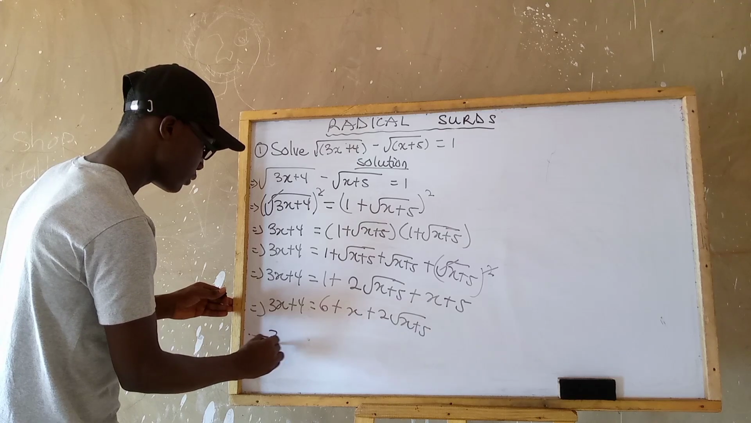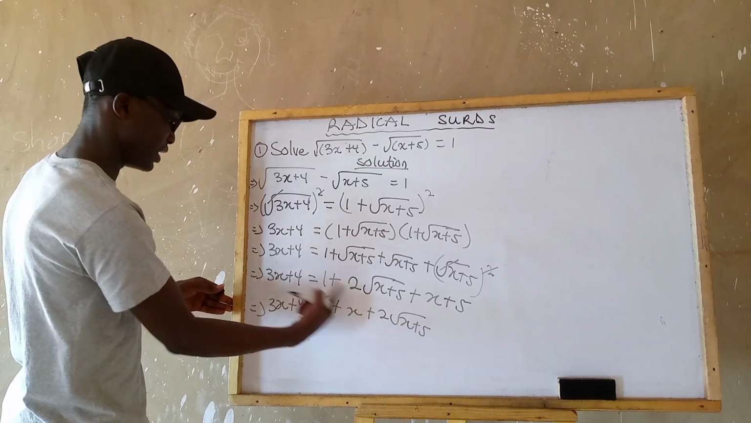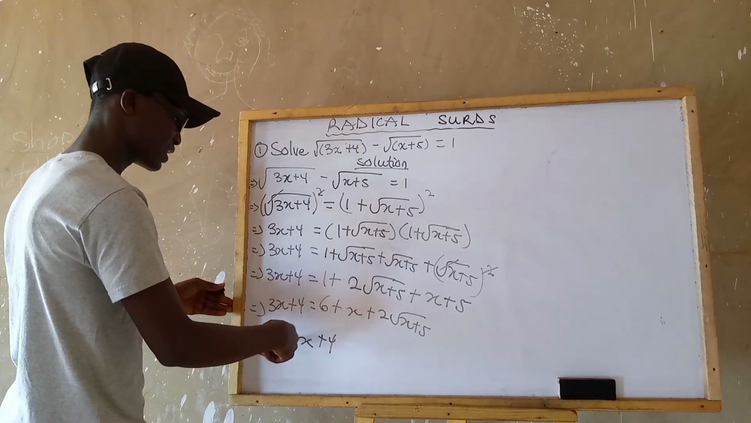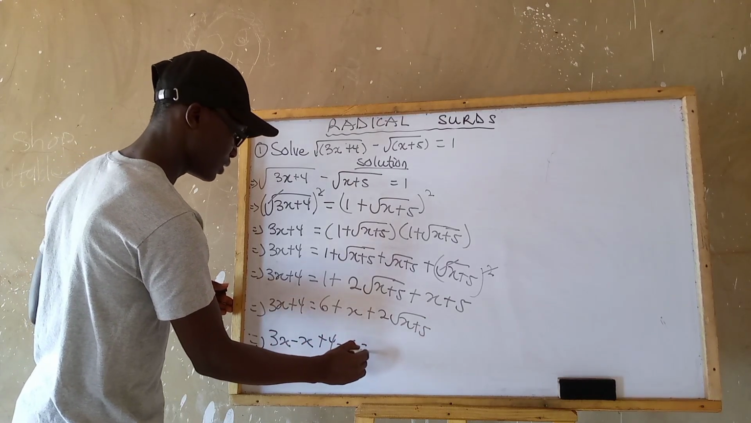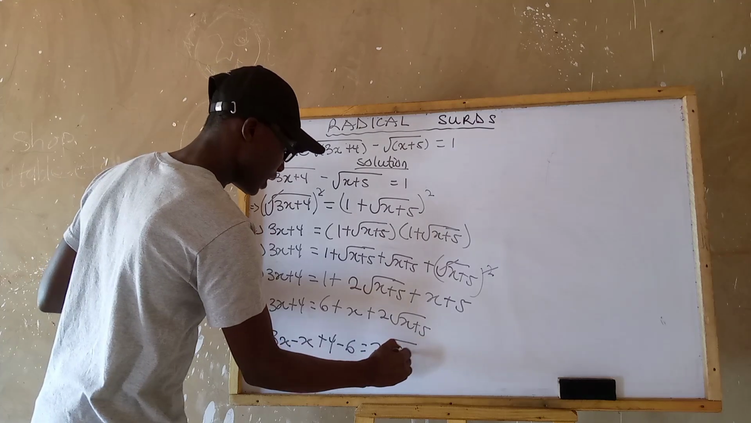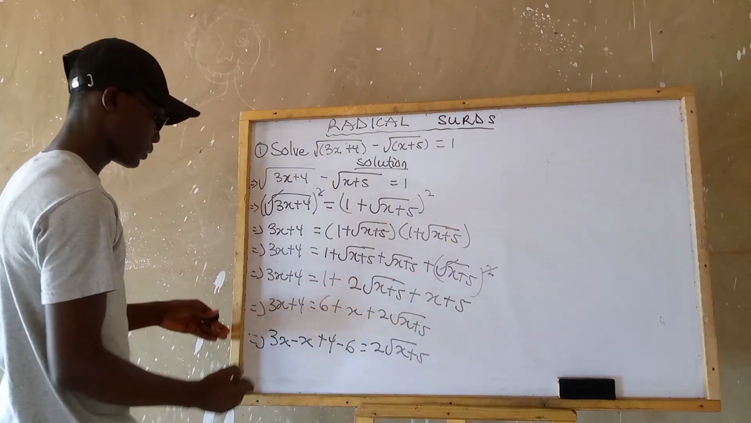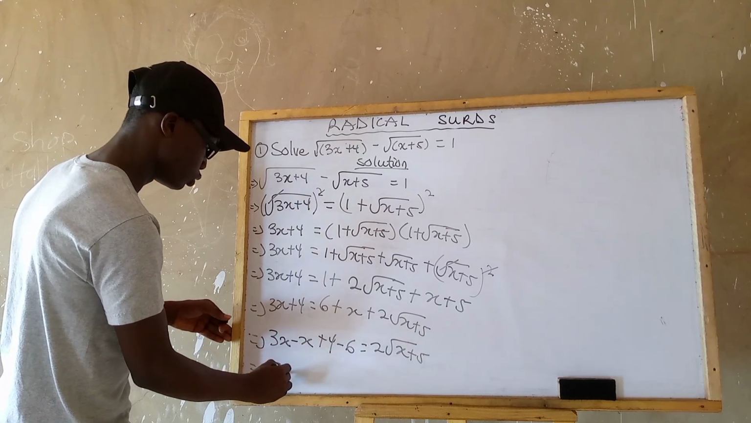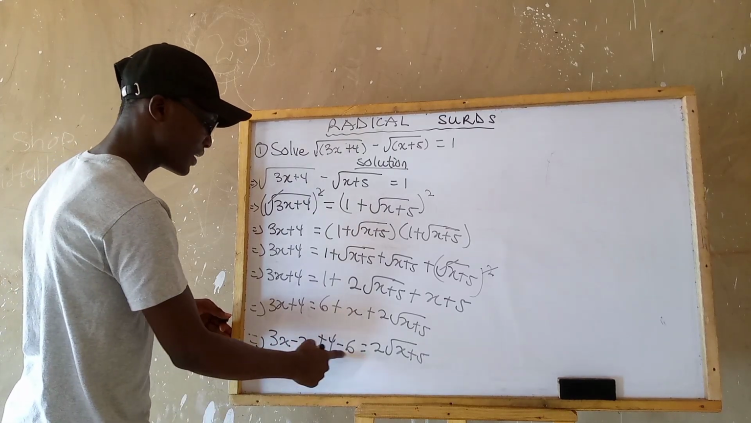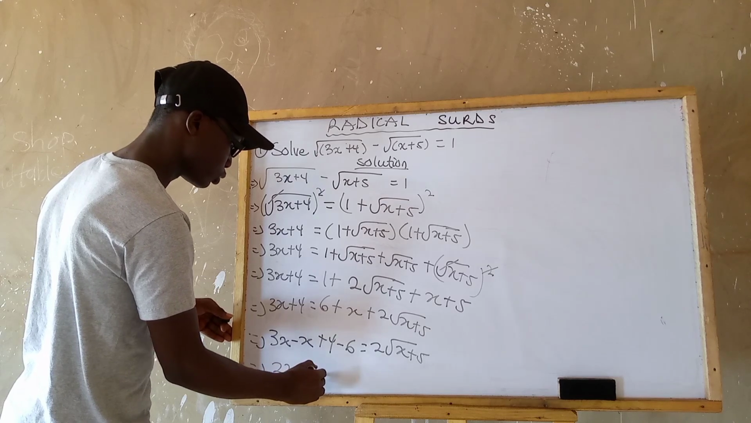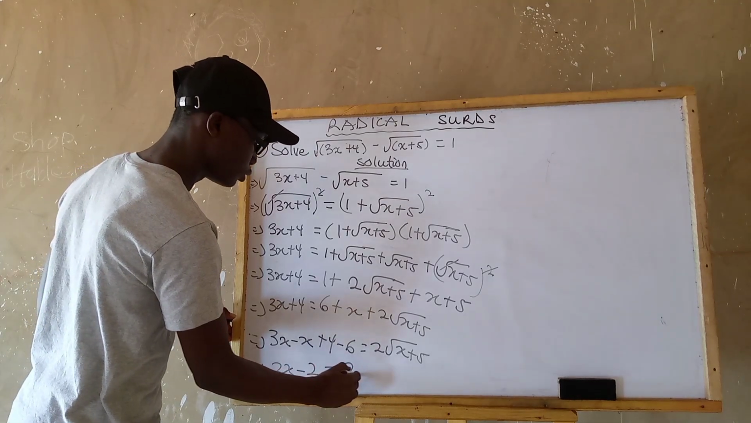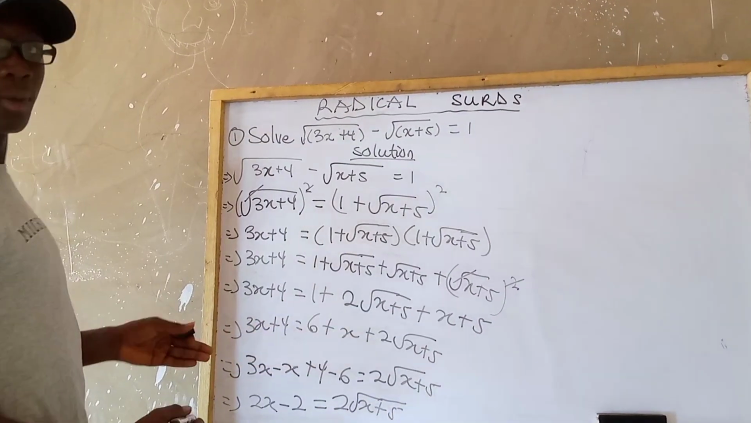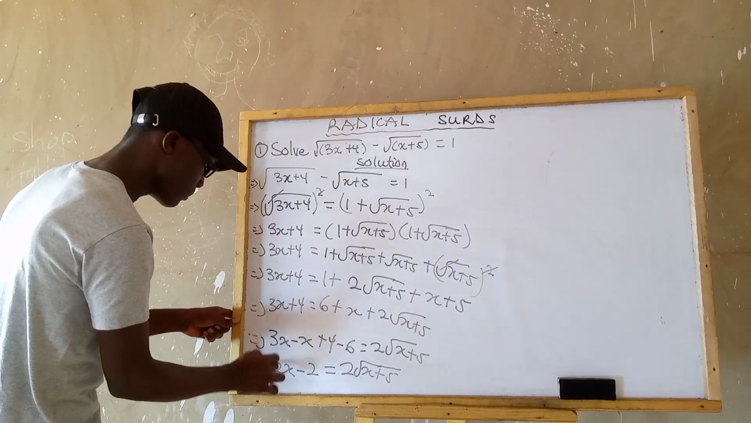So we have 3x. Let's send the x here to become minus x, then plus 4. 6 comes, gives us minus 6 is equal to 2 root x plus 5. Now 3x minus x gives us 2x, and then 4 minus 6 gives us minus 2. Here we have 2 root x plus 5. Hope you are following. Now we have to square both sides again.